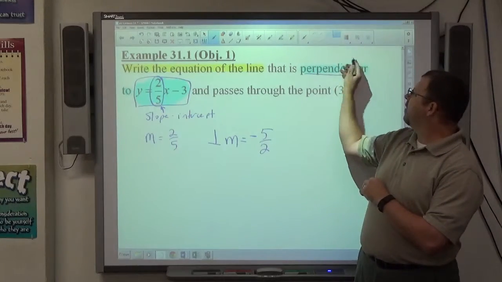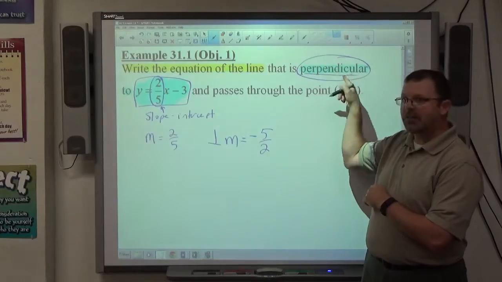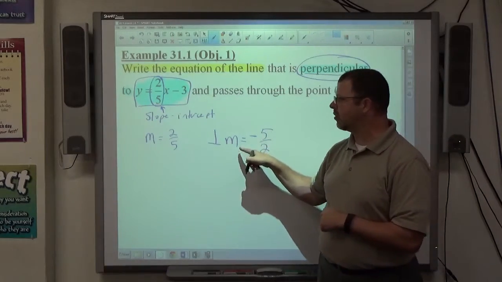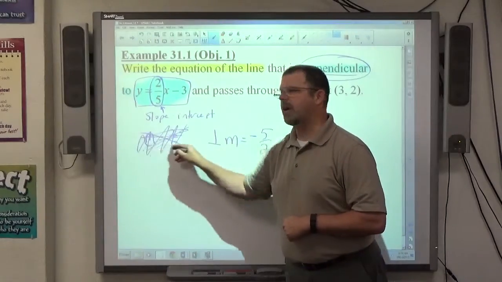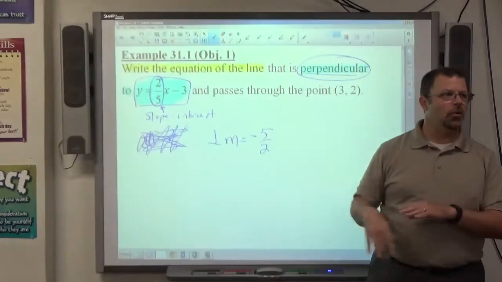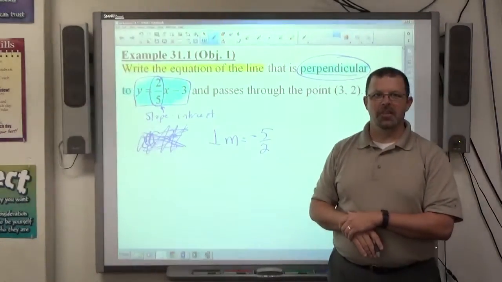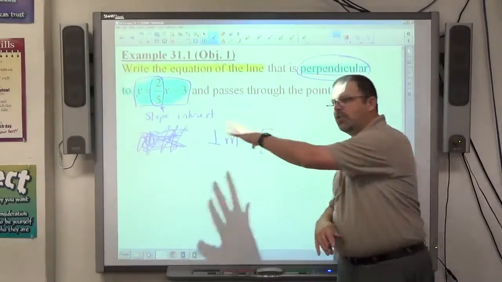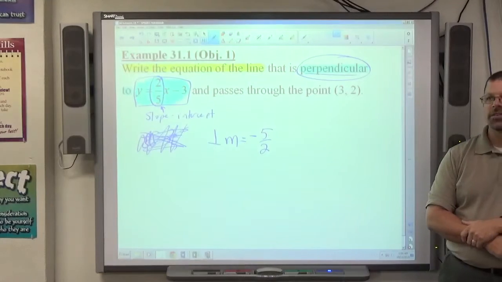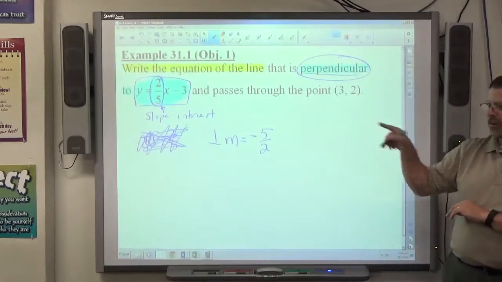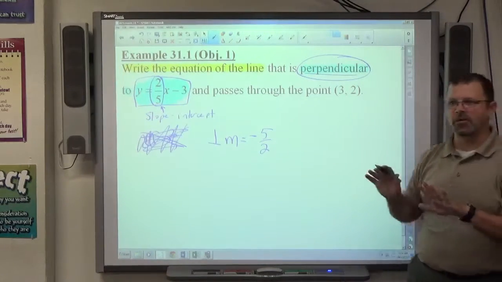If I'm trying to find the equation of the perpendicular line, once I know the perpendicular slope, scribble that out, get it off your paper, do not accept that anymore. Okay, that's not going to help you anymore. Once you've found what you need off of that, get that out of the way, because you might think, oh, maybe that's still important. It isn't. It was necessary to find that one thing. Once we find that one thing, we're ready to go.